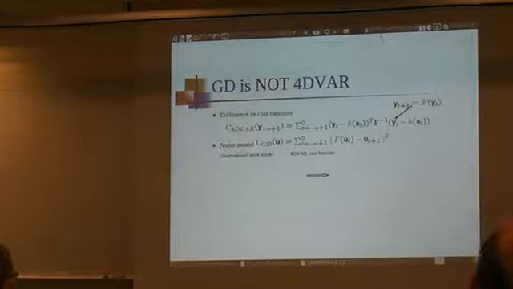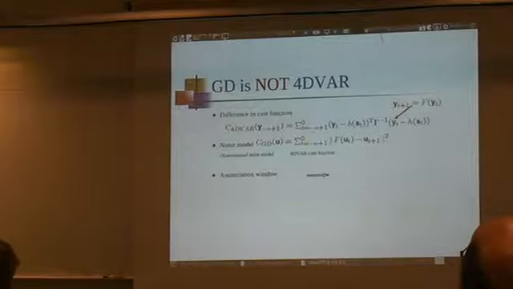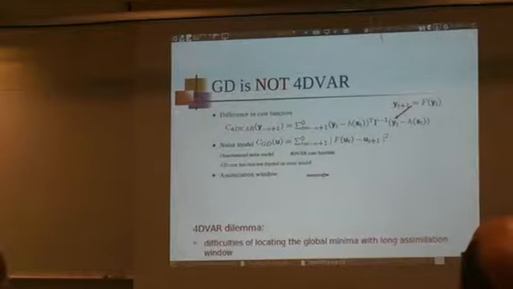The second thing is the noise model assumptions. For the 4D-Var cost function, it's basically generated from the observational noise model. You have to assume some observational model, then you derive the 4D-Var cost function. Well, the gradient descent cost function does not depend on the noise model. In fact, the observation error doesn't come into the method at all.